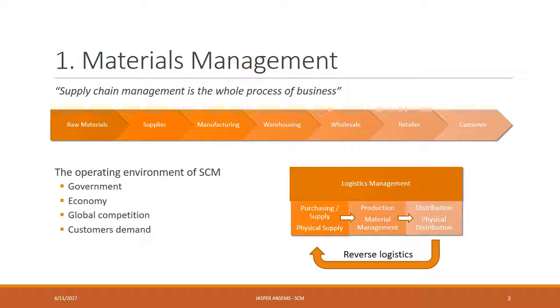First up is materials management. Supply chain management is the whole process of business. It starts with raw materials, goes through the supplier to manufacturing, warehousing, then comes wholesale, retailer, and at the end the customer. The operation environment of supply chain management is in the government, the economy, and global competition, and also customers' demands.